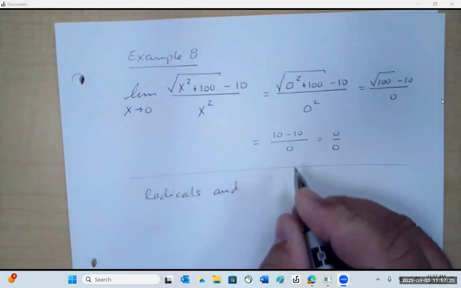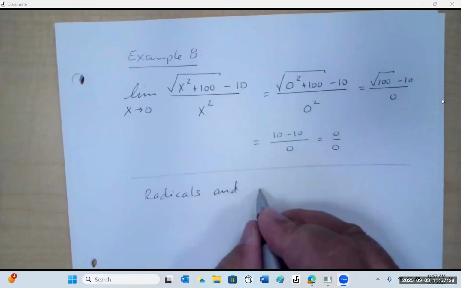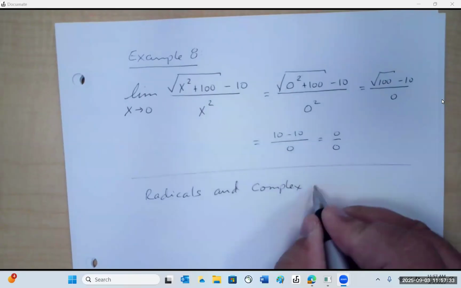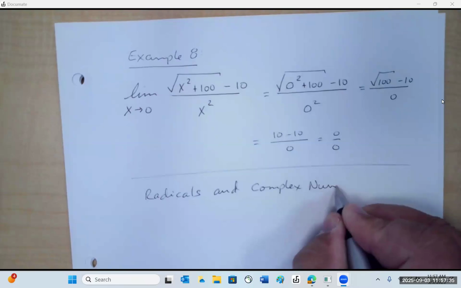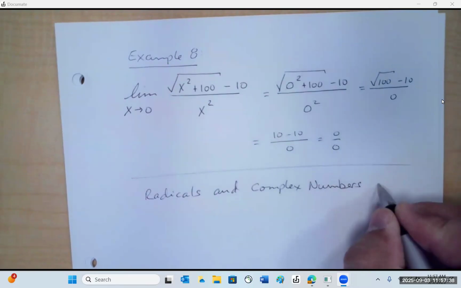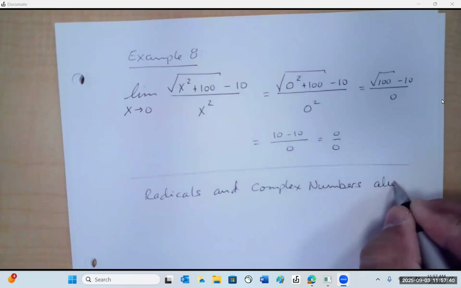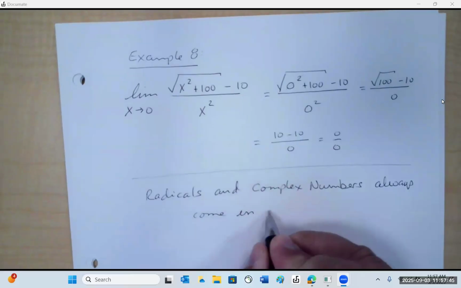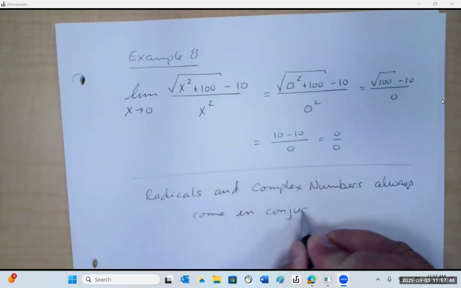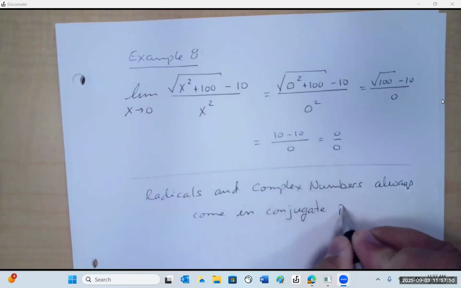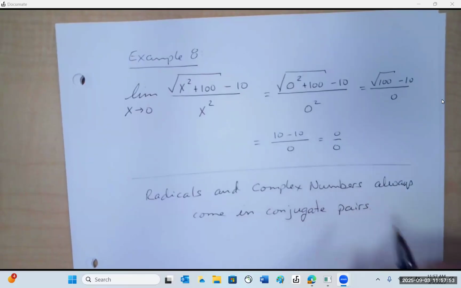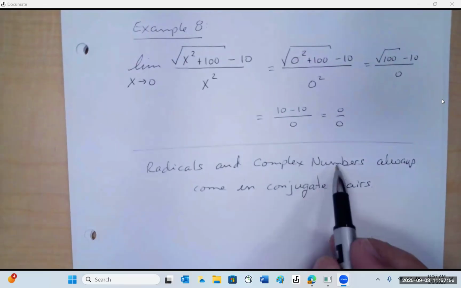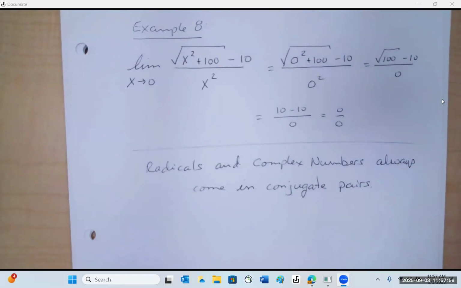Radicals and complex numbers always come in conjugate pairs. What do I mean by complex number? What's a complex number?